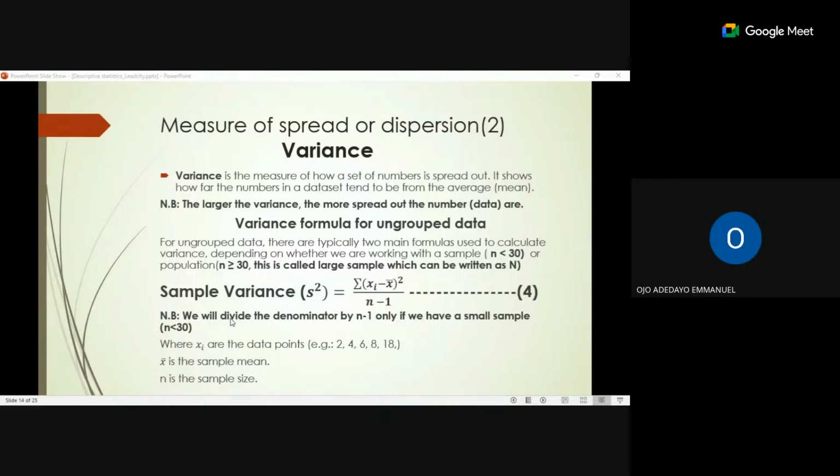Okay, so now please note this. We divide the numerator by n minus 1 only if we have a small sample size, which is n less than 30. So let's move on.